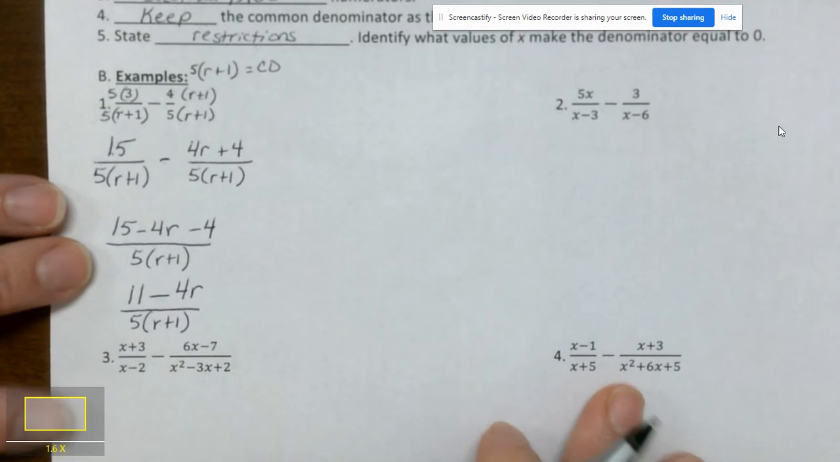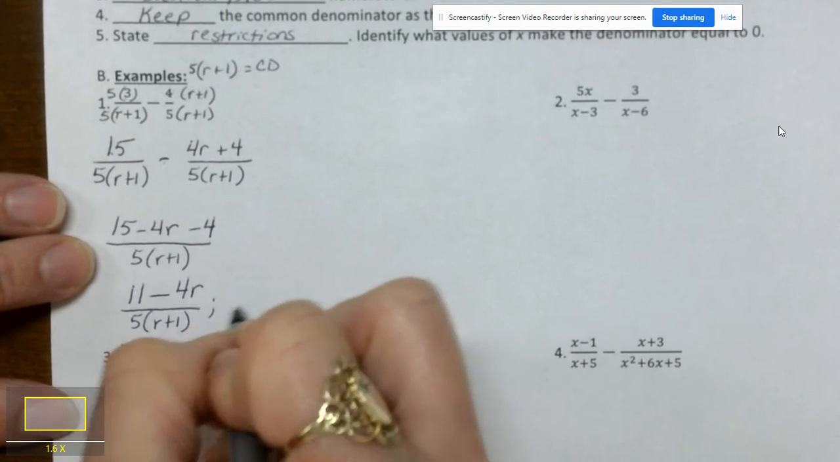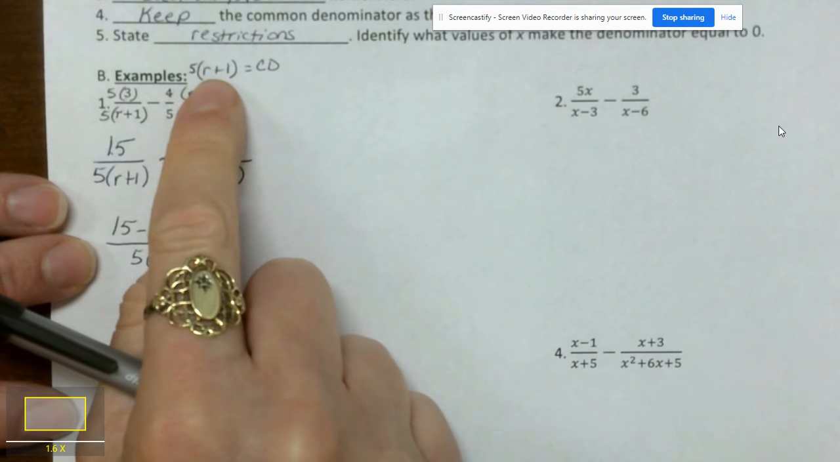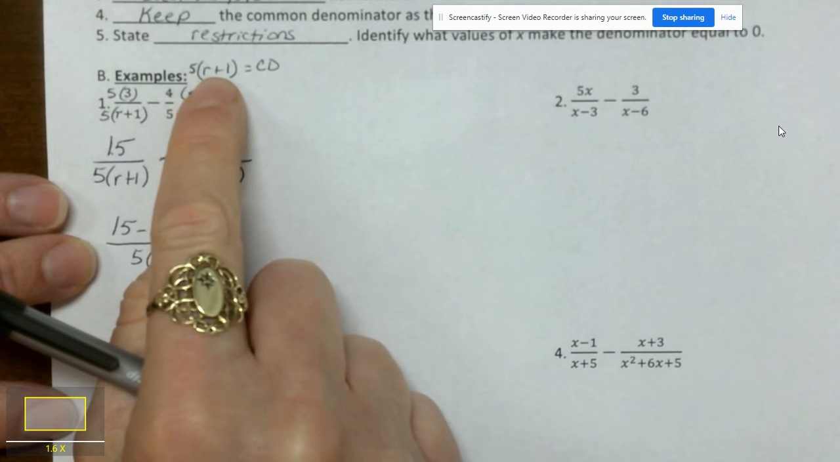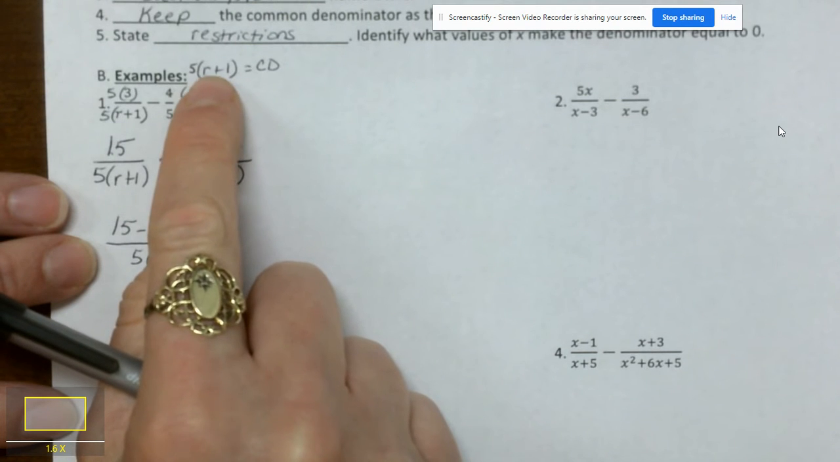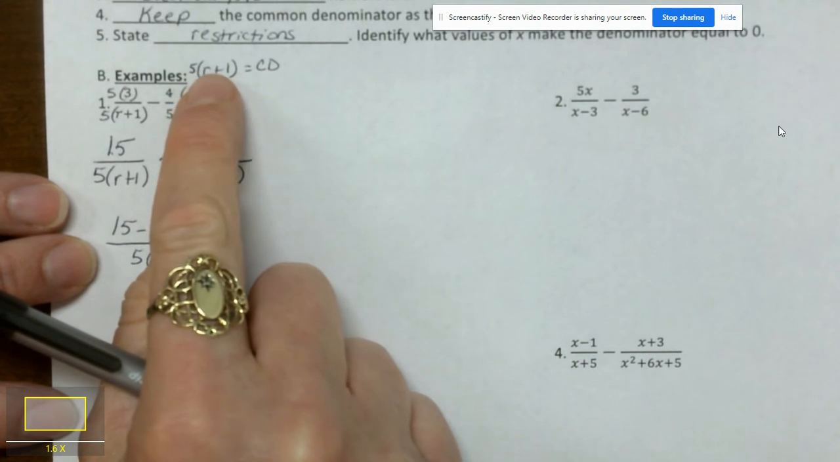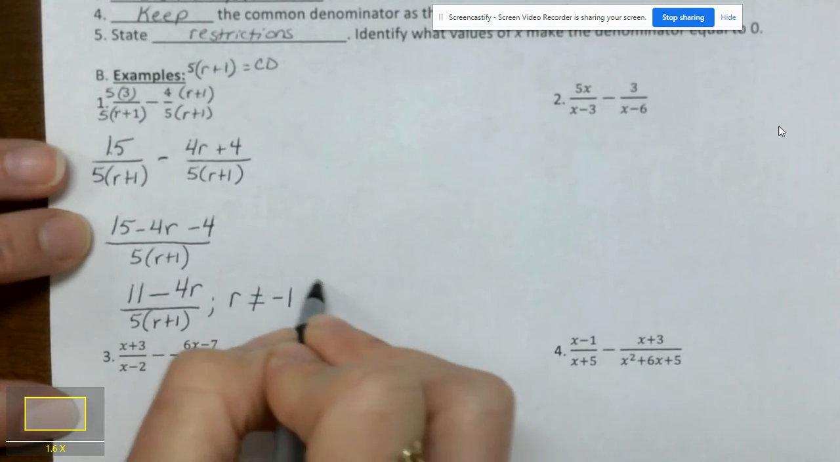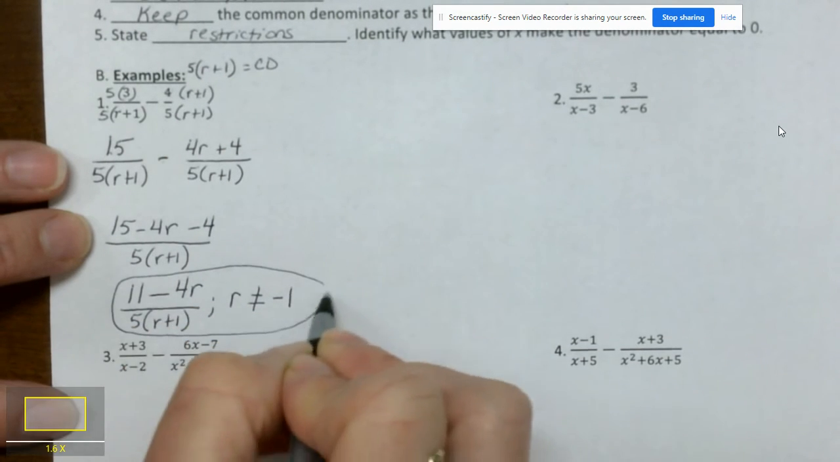Okay, the last thing we do is list our restrictions. So r cannot equal, you go back to your common denominator, and the only one that has a variable is this r plus 1. So that means your r cannot equal negative 1 because negative 1 plus 1 would be 0. So r cannot equal negative 1. So all of this would be your final answer.